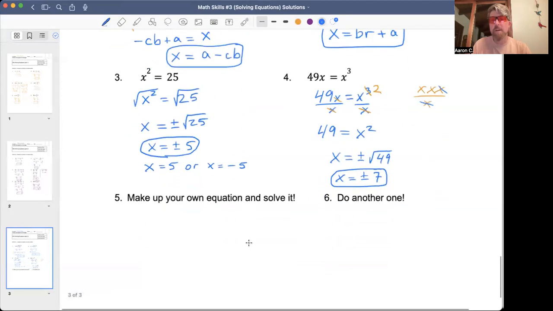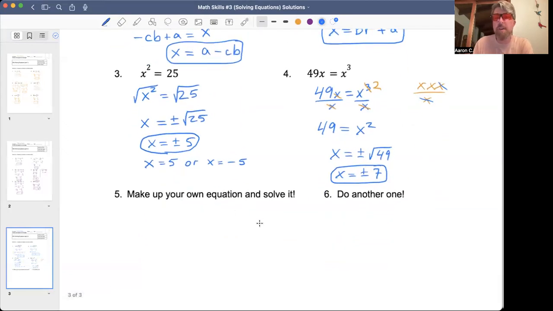The last two are on your own. Just make an equation and solve it. If you want to check and make sure it's correct, just take whatever solution you got and put it back into the equation and make sure that the left and right side are both equal. And you will know that you've got it right. And if they're not equal, you probably made a mistake somewhere.